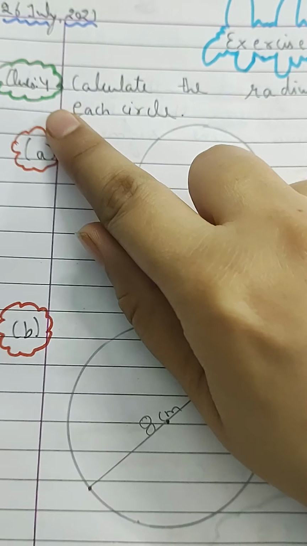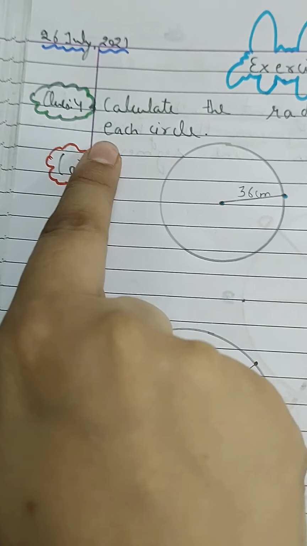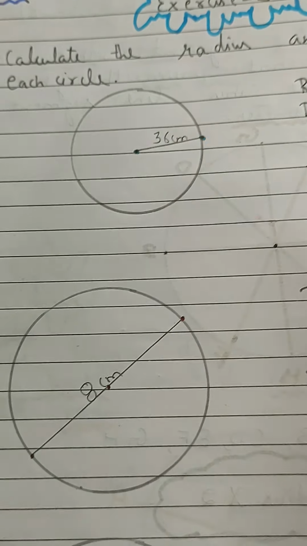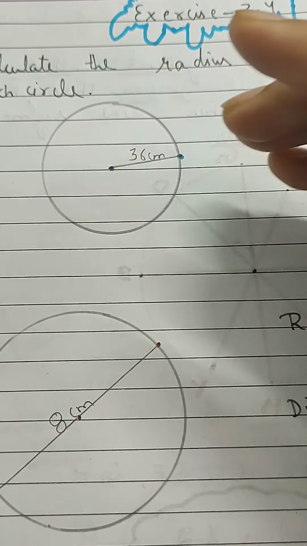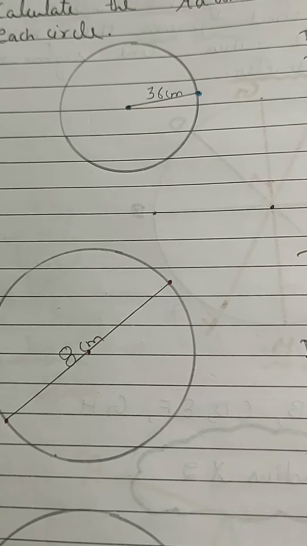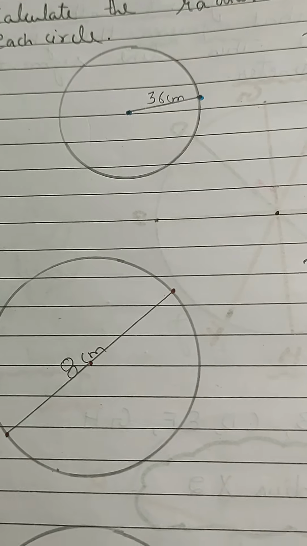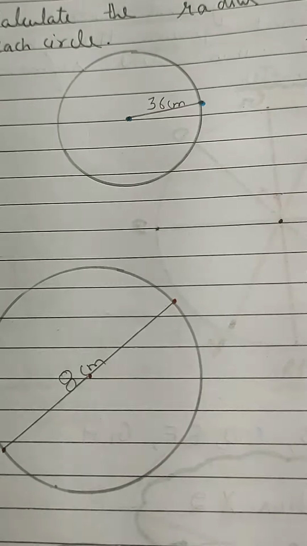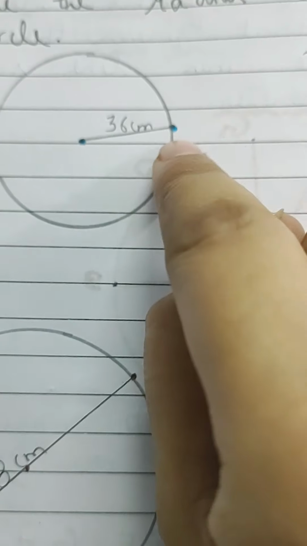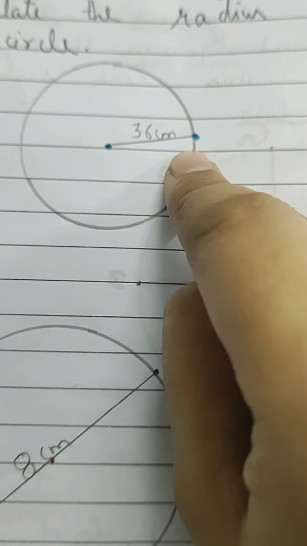3.4. Question number 4. Calculate the radius and the diameter of each circle. So you have been given some circles. In some circles you have been given the radius, in some circles you have been given the diameter. The first circle, as you can see, has been given a radius because it is joining from the center to one point of the boundary.